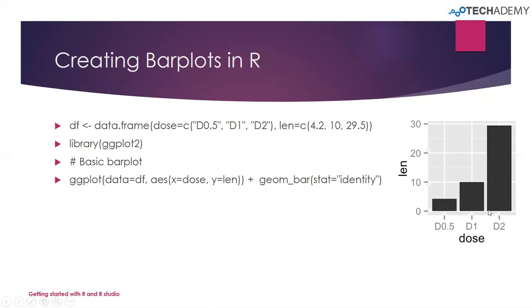If you see on the right side in the slide, you will see there is a diagram. On the bottom there is dose, it is called the x-axis, and then length, it is called the y-axis. I have specified that the x-axis will be dose and the y-axis will be length. Then I specify plus geom_bar. It means prepare some bars to show the data.